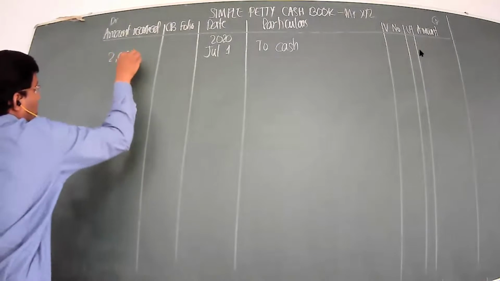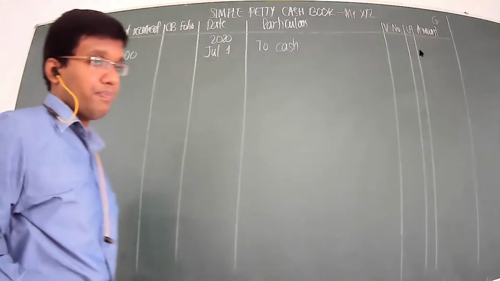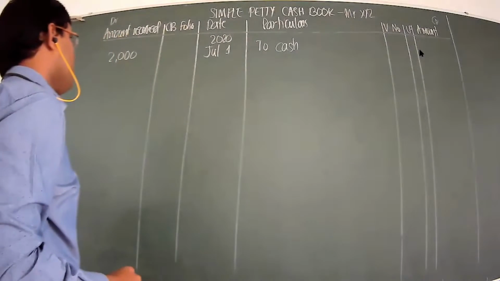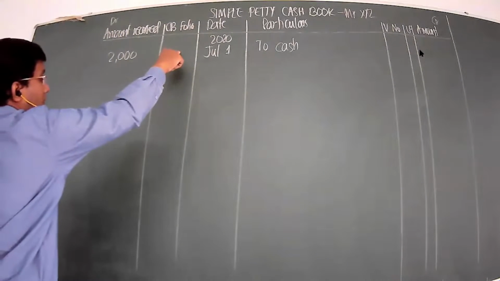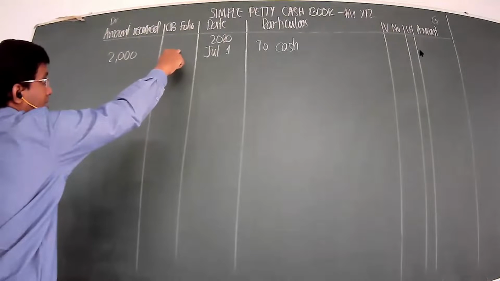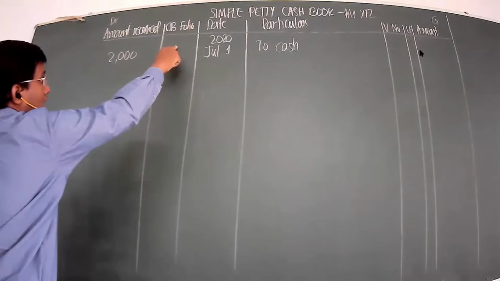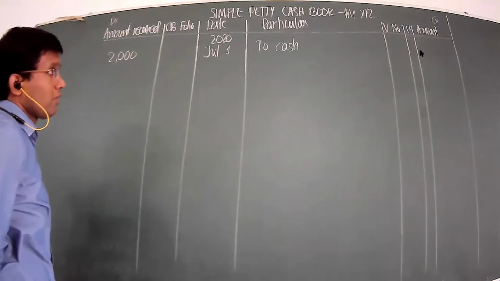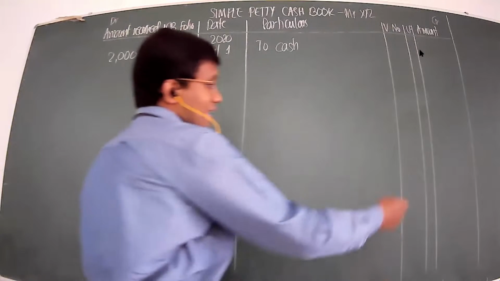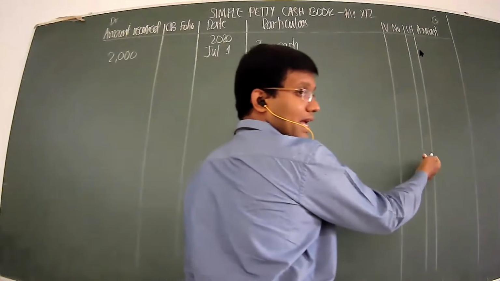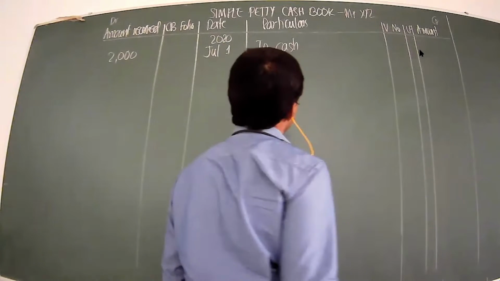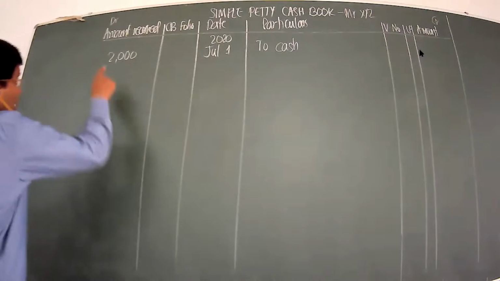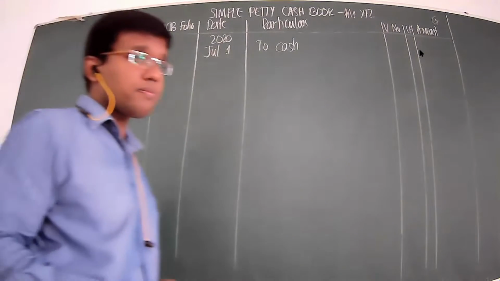So that gets recorded in the amount received column. The cash book will have a page number, and that page number would be recorded in this column. CB means cash book folio, VN stands for voucher number, and LF stands for ledger folio. So you have recorded here 2,000.